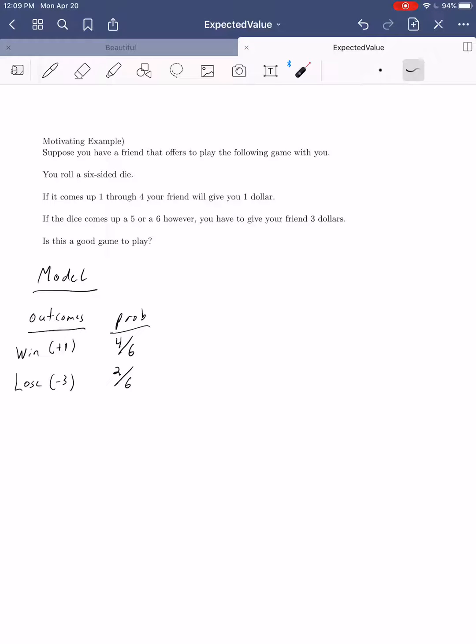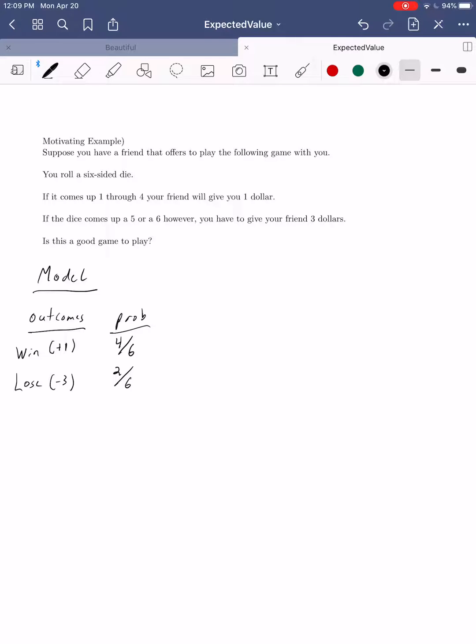Okay, so from a purely probability standpoint, this is a game where we know that your chance of winning is higher than your chance of losing. The probability that you win is 4 out of 6, but the probability you lose is only 2 out of 6. But the thing we have to be careful with here is we can't just simply look at the probabilities. Even though your probability of winning is higher, winning is only $1, whereas losing is $3. So it can't just be based on the probabilities. This is where we're going to use a new concept called expected value. We're going to combine these probabilities with their associated values and use that to determine if this is a good or bad game to play.